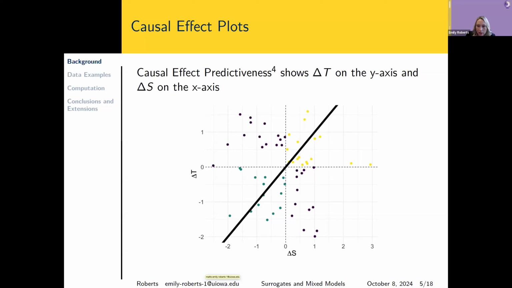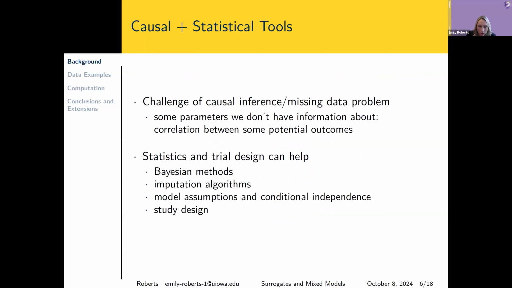So in thinking about our gamma naught and gamma 1 quantities, we're interested in estimating them, which relates to the intercept and slope of this line. And we're interested in the case when gamma naught is equal to 0 and gamma 1 is positive. That will be our valid surrogate. The challenges arise from this causal inference missing data problem, where we don't have data for all of these potential outcomes. Correspondingly, we have some parameters that are non-identified, as Fenny mentioned. So the overall idea of this project is trying to understand how different statistical and trial design pieces can help us. And we'll look at a couple, such as Bayesian methods using imputation and other modeling assumptions.